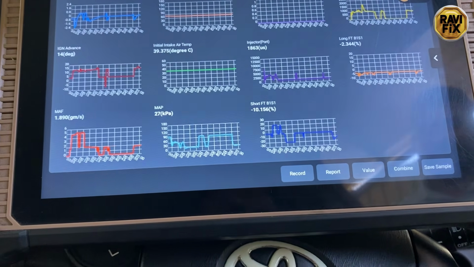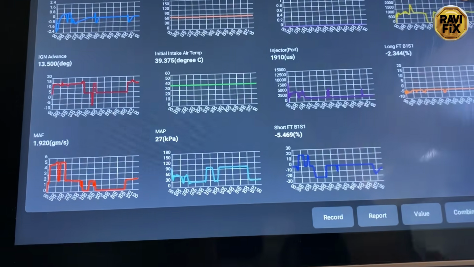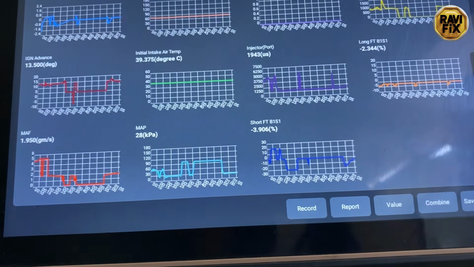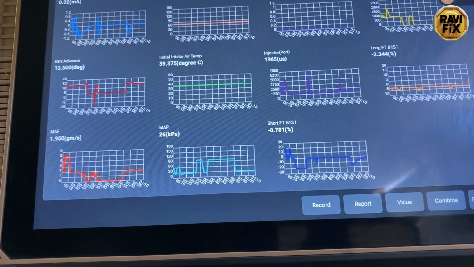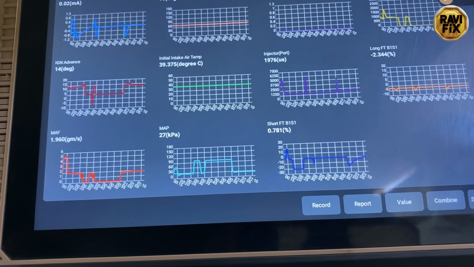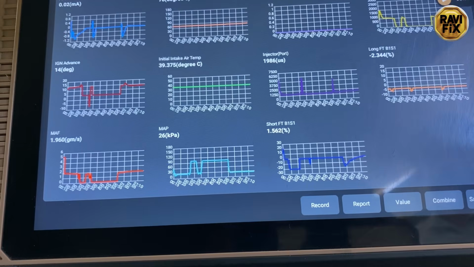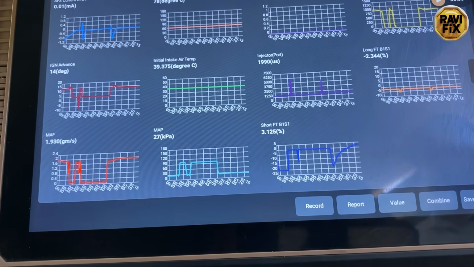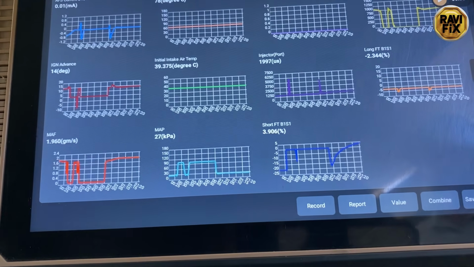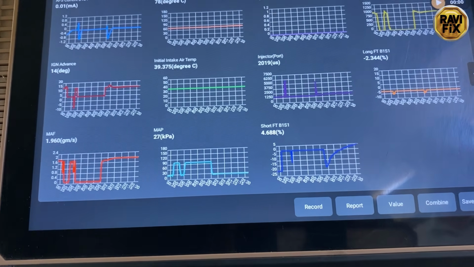You can see that the short-term fuel trim is now going to minus values, which indicates positive feedback after replacing the injectors. However, we have to take this car on a test run in order to learn the fuel trim data, and we have to run this car several kilometers. So let's take this car on a test run and we'll see what is going on.